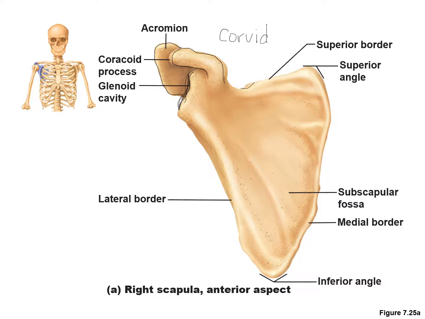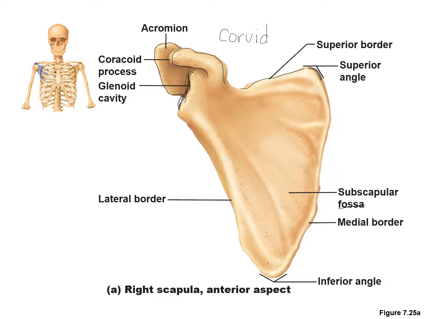This is the superior border, which is just the upper edge or upper margin. The superior angle. This is the subscapular fossa. Sub means below. Subscapular fossa. And remember that fossa is basically a slightly concave or depressed area or basin within a bone.